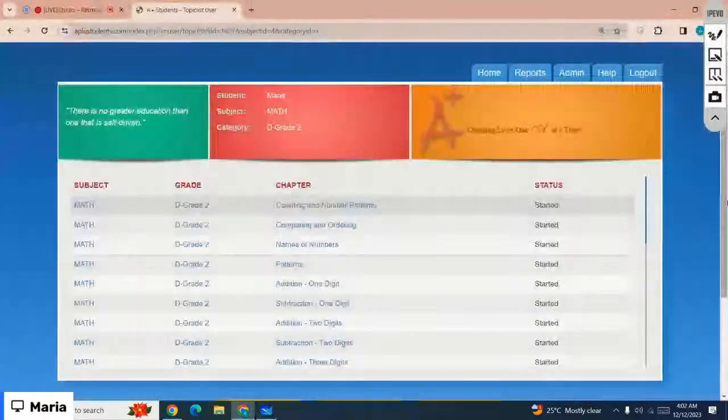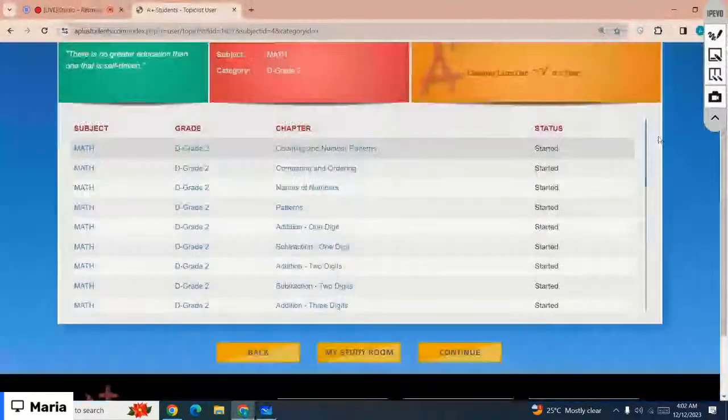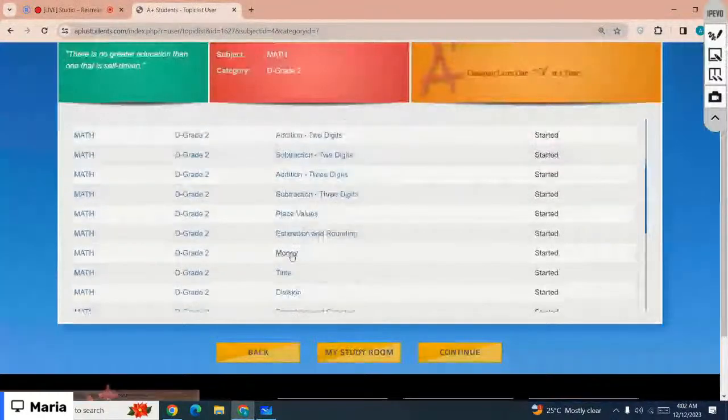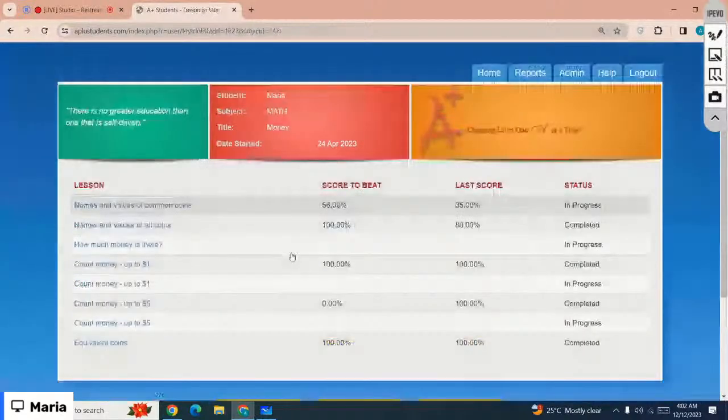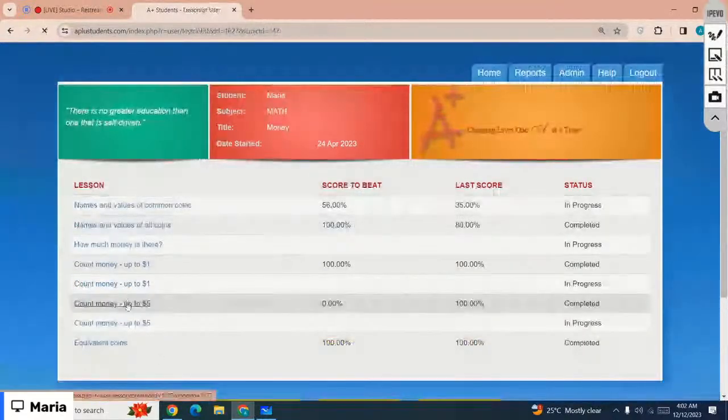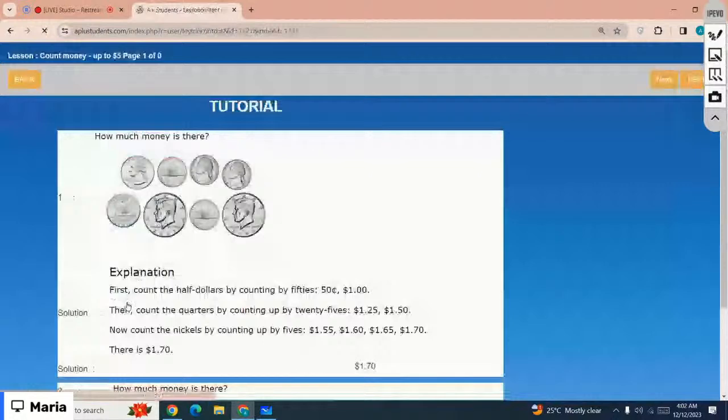Okay, here I'm on grade 2 math. Let's just start with the chapter money. Here I'm on the chapter money. So let's just start with the lesson. We're going to start with the lesson that is count money up to $5. So we're going to learn how we count the money. If we are given different coins, how do we count them, right?